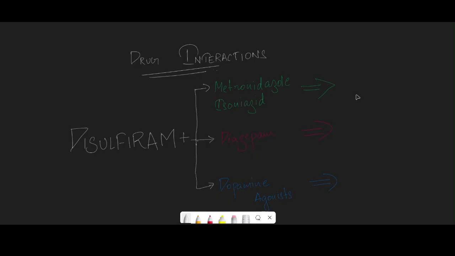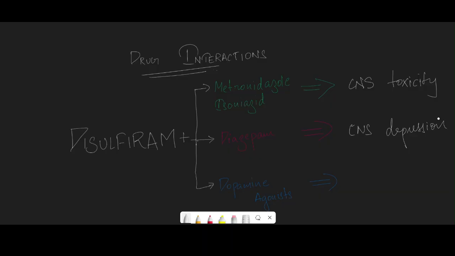Now coming to the drug interactions, when disulfiram reacts with metronidazole or isoniazid, it causes CNS toxicity. Now what happens when disulfiram reacts with diazepam? It leads to an increased CNS depressant effect. So it causes CNS depression.